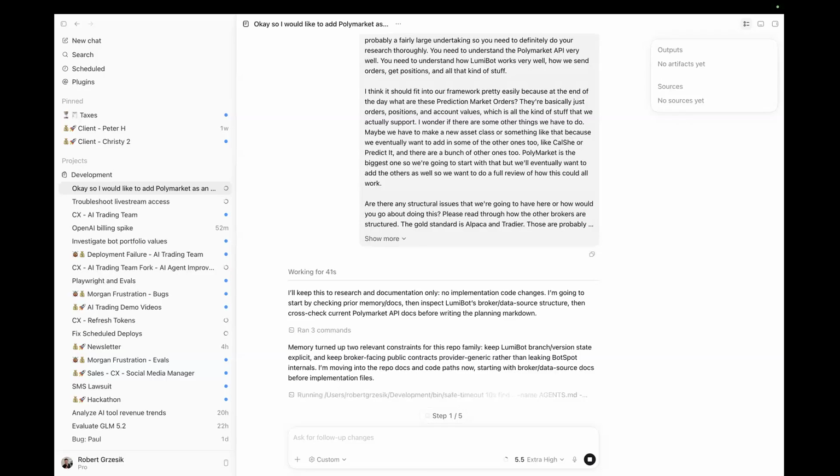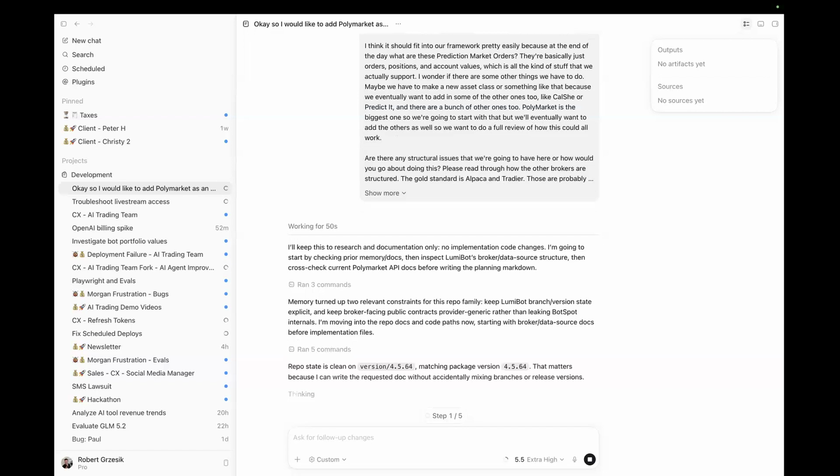Let's see if we can knock this out pretty quickly because they have a really good API, really good data, all that kind of stuff. So I feel like we could probably get this up and running pretty quickly. Maybe by the end of this session, we might be able to be placing trades and stuff. That'd be pretty cool, no?